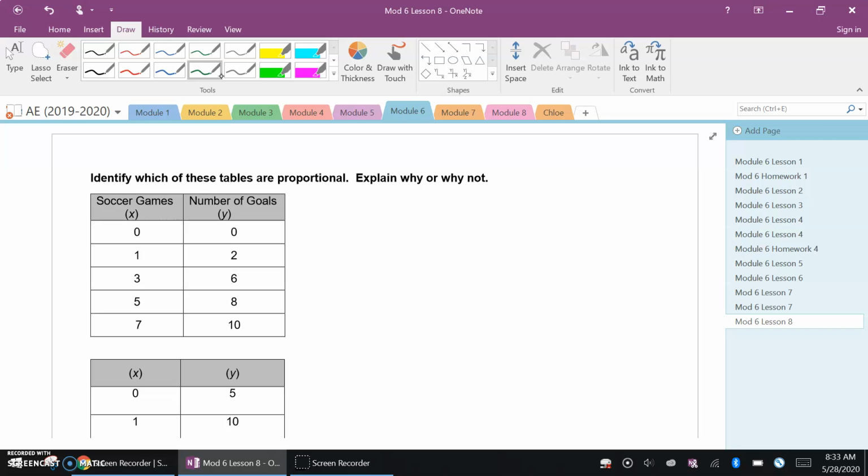So on the first one, we can't really tell with the 0, 0, but we can tell with the 2. So 1 times 2 is going to give us 2. We know that 0 times 2 also gives us 0. So far so good. 3 times 2 does actually equal 6. 5 times 2 does not equal 8. So as soon as we get there, we can say no. And you can say you need to multiply by different numbers.